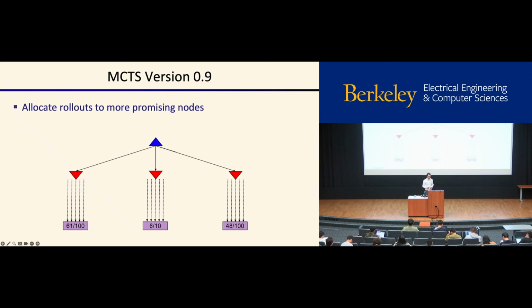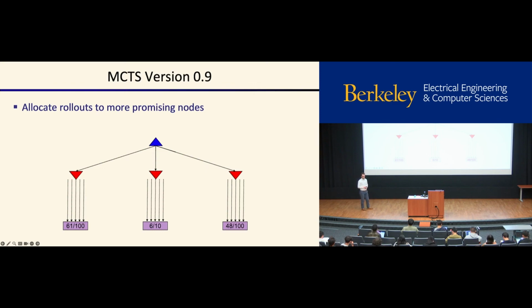Okay, here's the problem with that. What if the rollouts gave us these values, right? So it's 61 out of 100, 6 out of 10, and 48 out of 100. Let's suppose I had one more rollout, or maybe I had 10 more rollouts. Where should I allocate my next rollout? What's the best use of my resources here? Well, this one on the right doesn't look that good, so probably don't want to waste it on that. So now I'm just deciding between 61 over 100 and 6 out of 10.